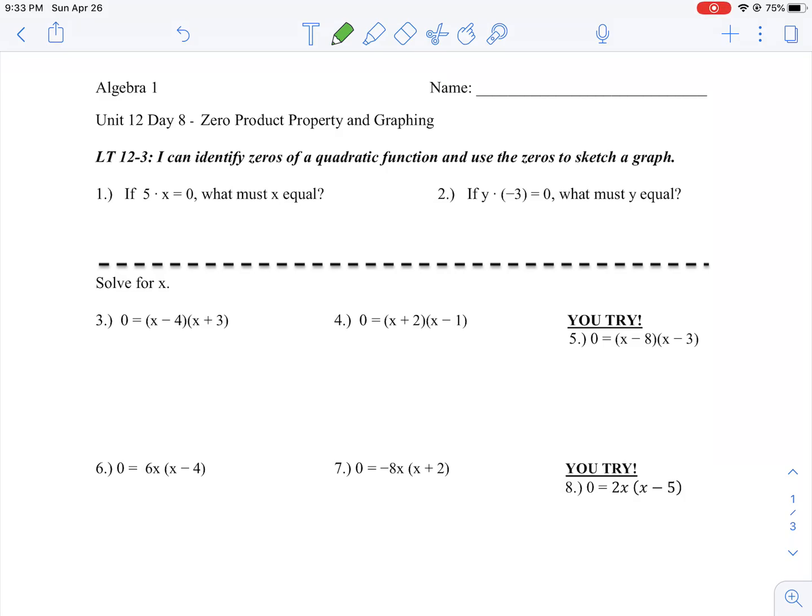Hi everyone, so we are looking at the day 8 notes, being able to identify zeros of a quadratic function and use the zeros to sketch a graph. So the first thing I would like for you to think about are the two questions at the top.